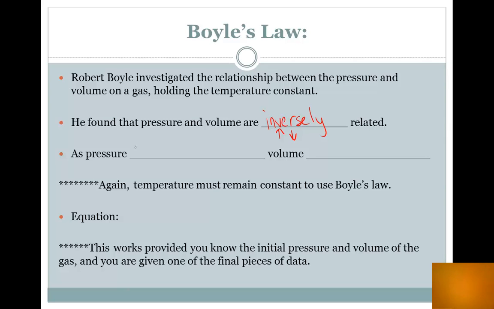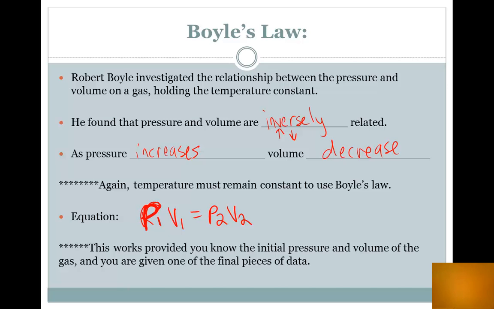So in other words, as pressure increases, volume must decrease, and vice versa. Again, temperature must remain constant to use Boyle's law. The equation is P1 V1 equals P2 V2. So pressure and volume for the initial conditions are P1 V1, and P2 V2 are the new pressure and volume, or the changed conditions.